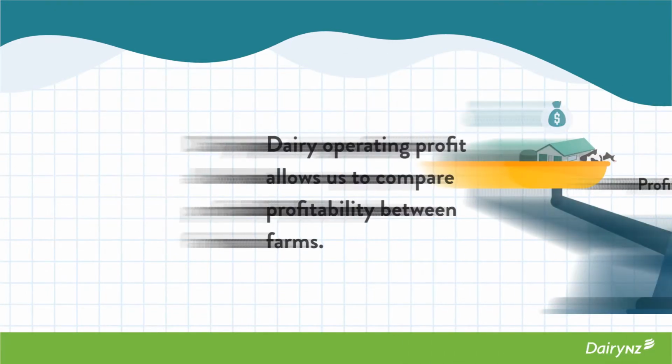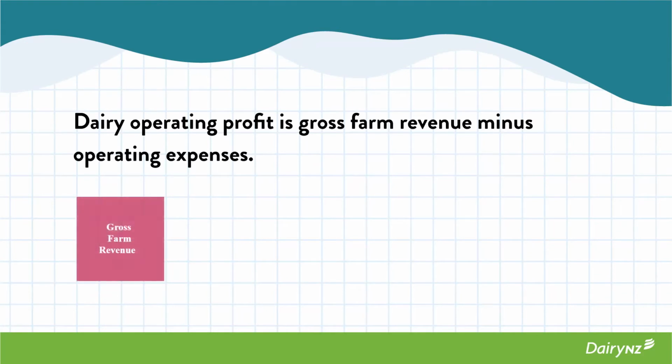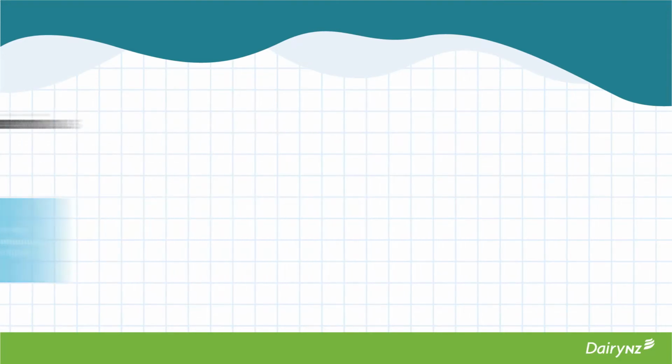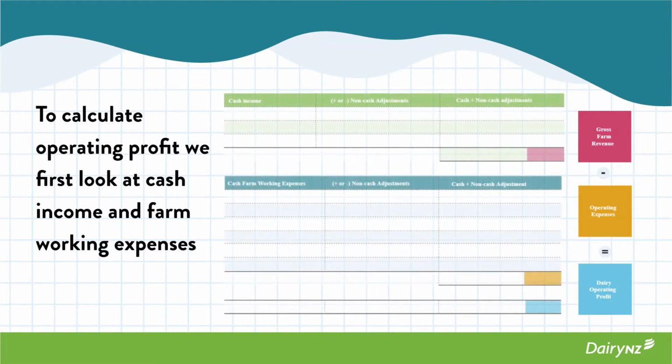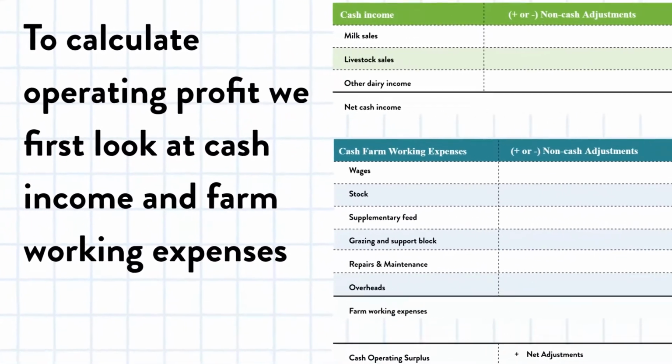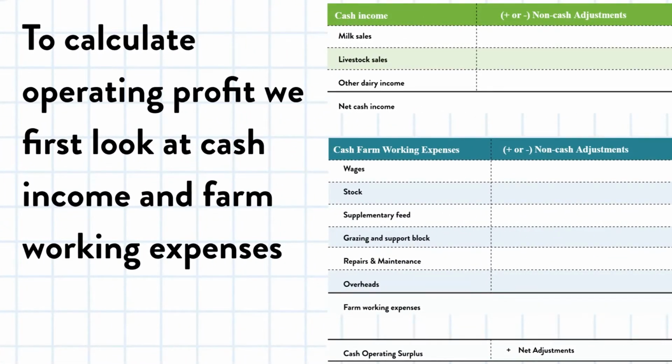Dairy operating profit is gross farm revenue minus dairy operating expenses. But what exactly is included? To calculate operating profit, first look at cash income and farm working expenses. Both the income and expenses have some non-cash adjustments made to ensure that each farm can be accurately compared or benchmarked against another.